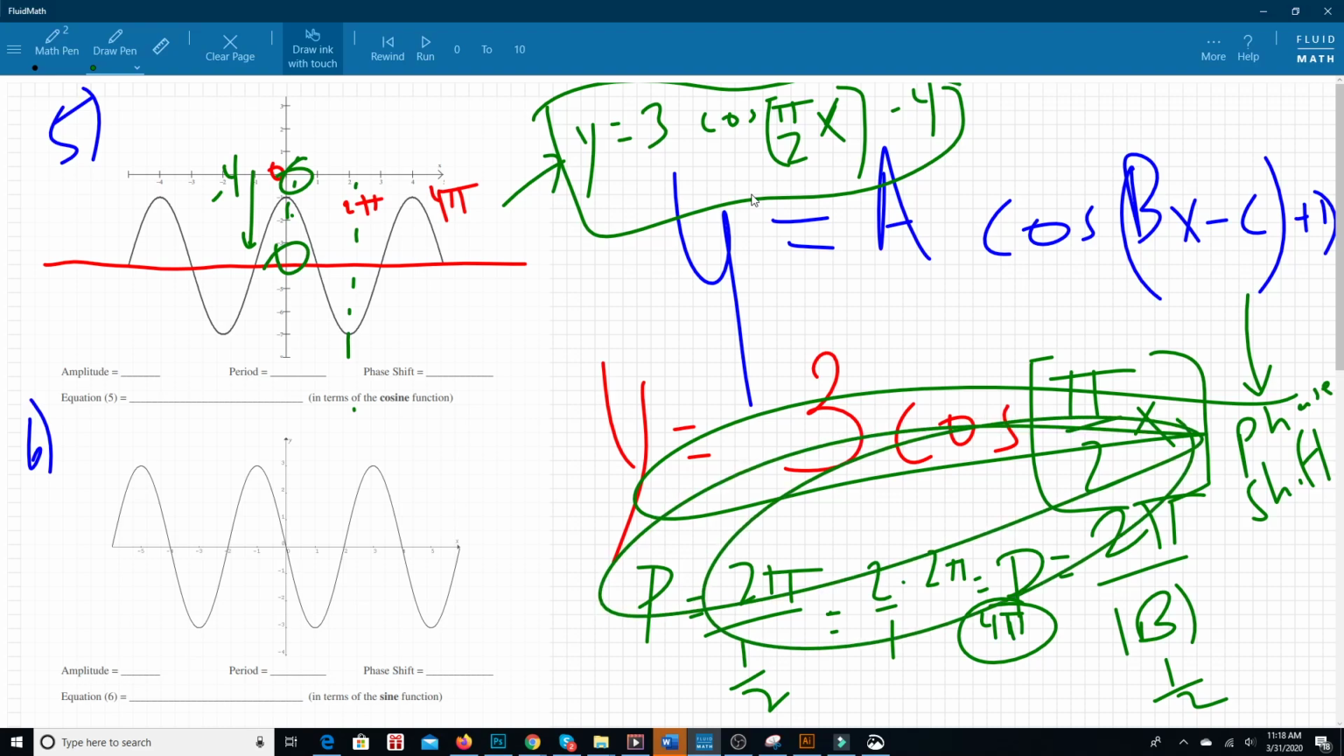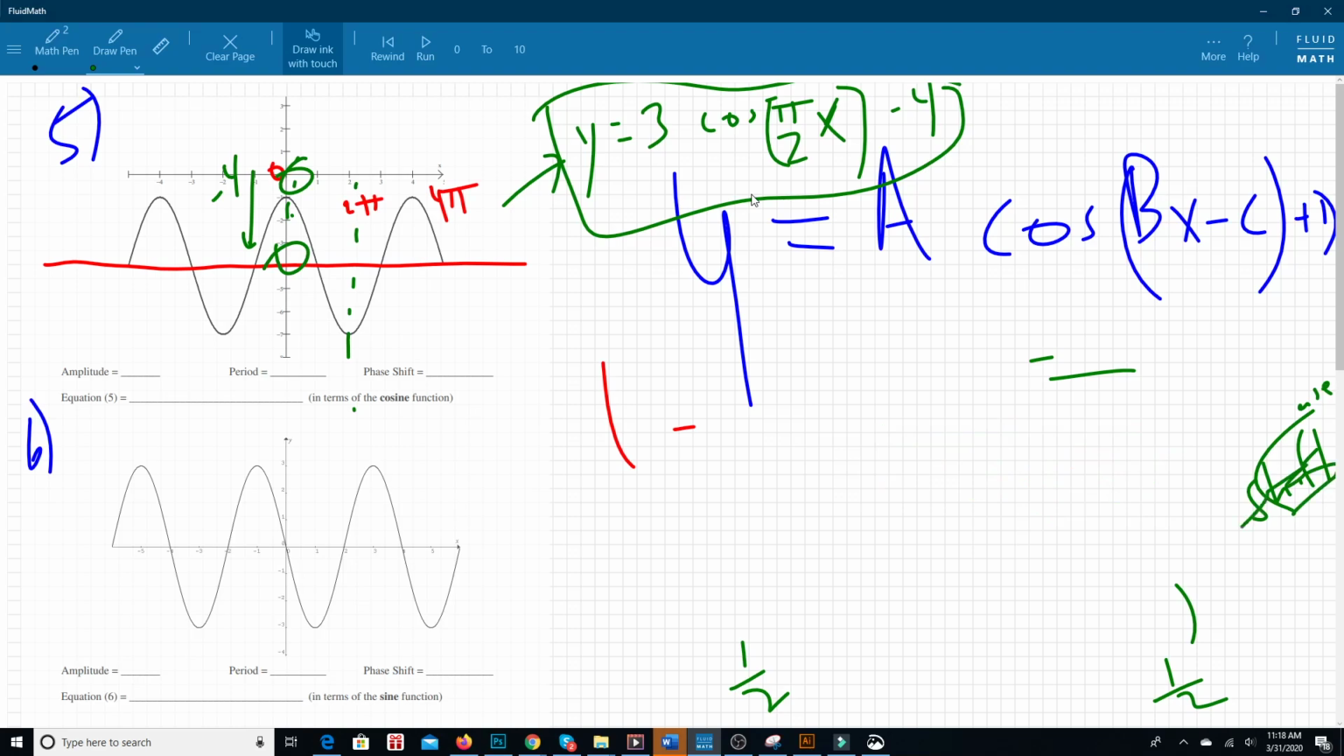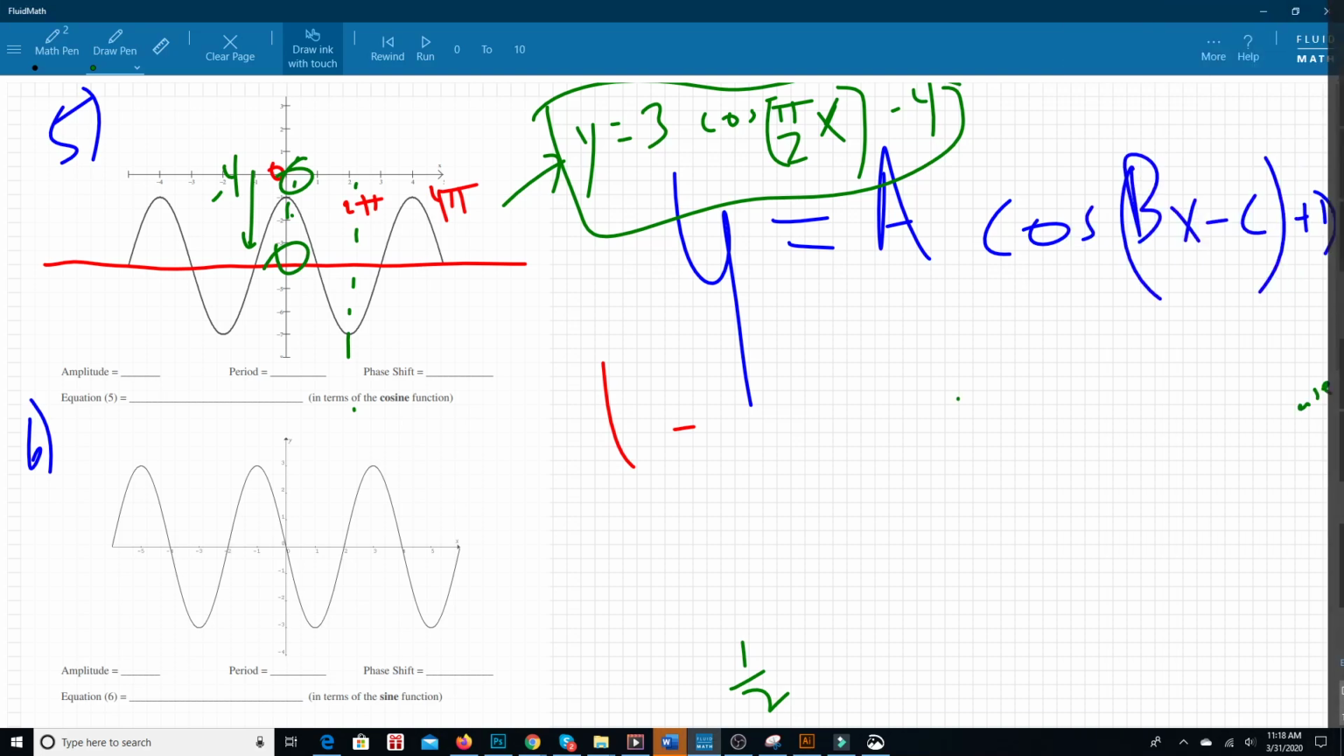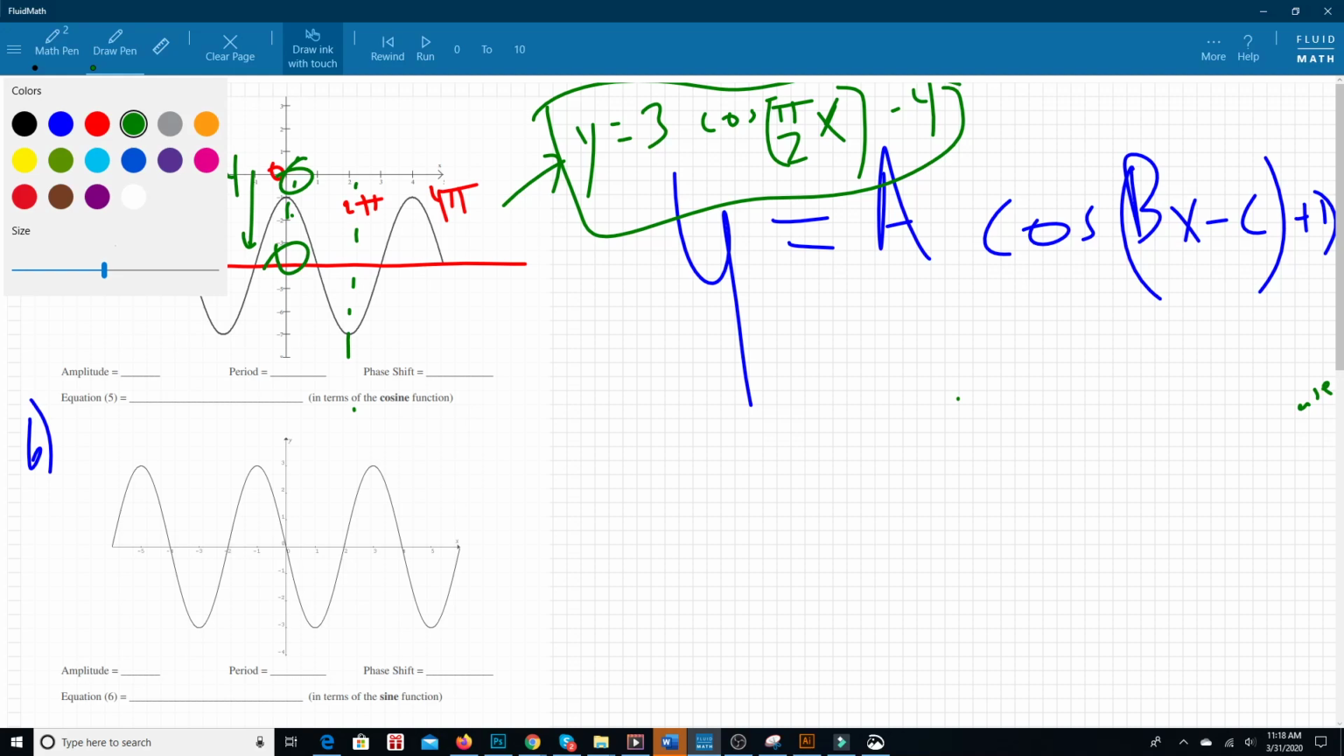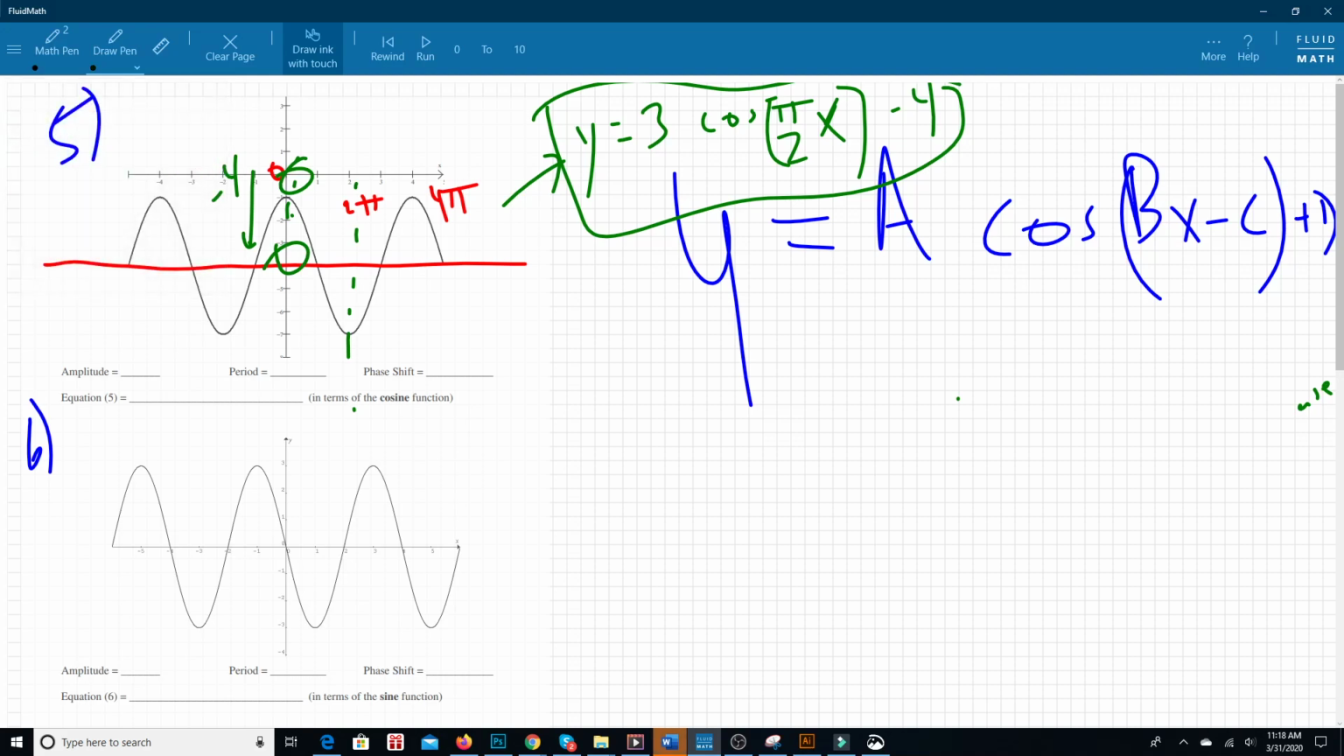Erase all this stuff right here. I'm not fond of this color. Let's go back to black. Any questions, guys, so far? See, someone left? Any questions?